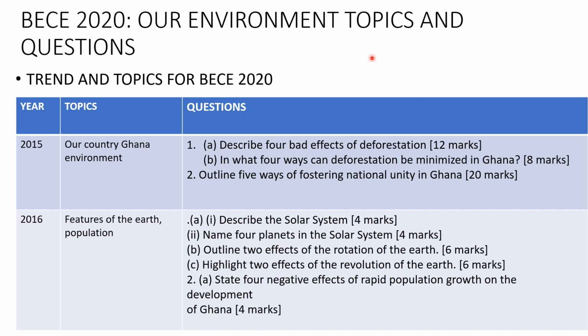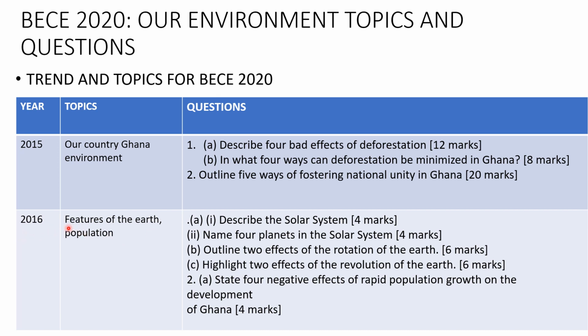So for us to get the questions and topics, let's look at the trend from 2015. So 2015, these topics, our country, Ghana, environment, were set, and the questions were: describe 4 bad effects of deforestation. In what 4 ways can deforestation be minimized in Ghana? Outline 5 ways of fostering national unity in Ghana.